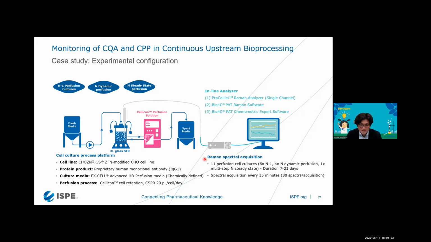Here are the conditions for the Raman spectral acquisition. In total, we performed 11 perfusion cell culture runs, including 6 N-1 perfusions, 4 N-dynamic perfusions, and 1 multi-step N-steady-state perfusion. Each perfusion run lasted 7 to 21 days, and spectral acquisition was performed every 50 minutes.